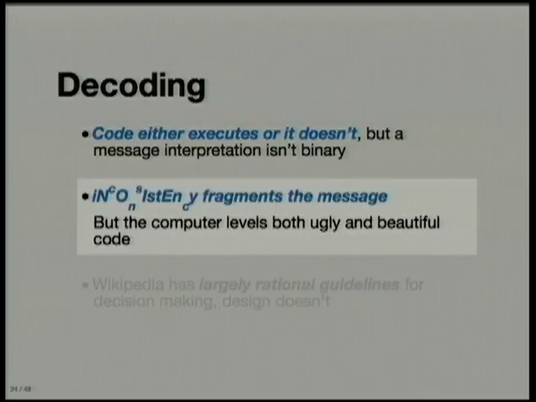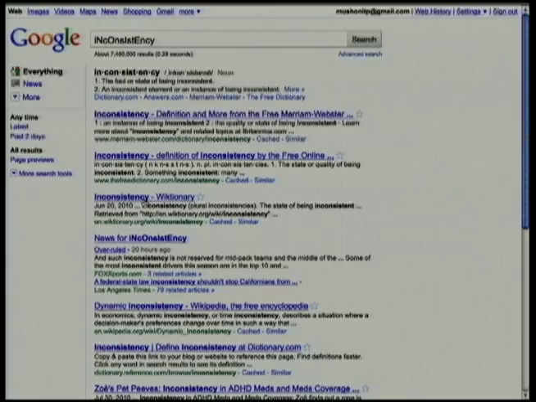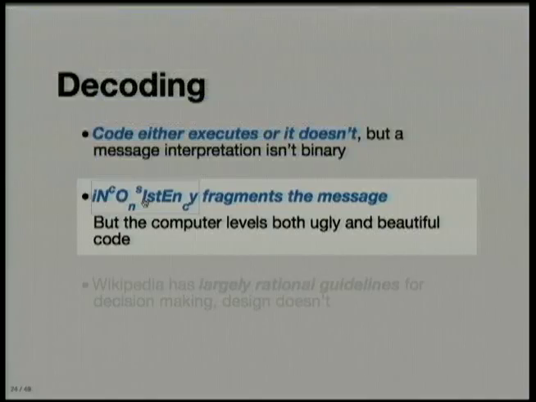And inconsistency, it's hard for you to read this, right? But for the computer, the computer gets it immediately in the exact same way. So inconsistency fragments the message, but the computer doesn't care if the code is ugly or beautiful. We care about if it's ugly or beautiful, or if it's more efficient or less efficient. The computer would care about more efficient, less efficient.